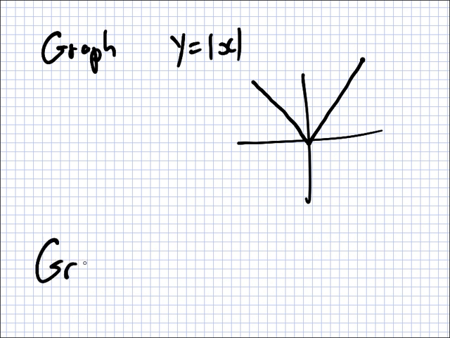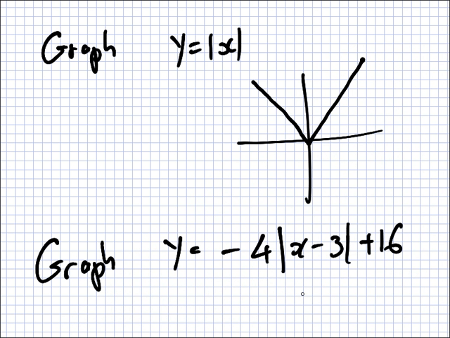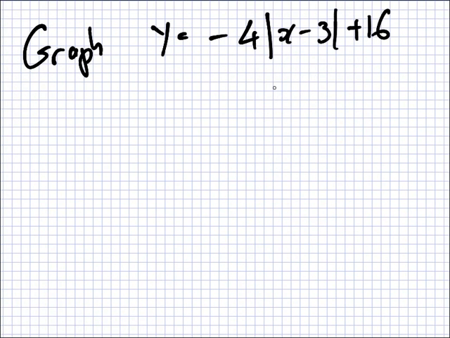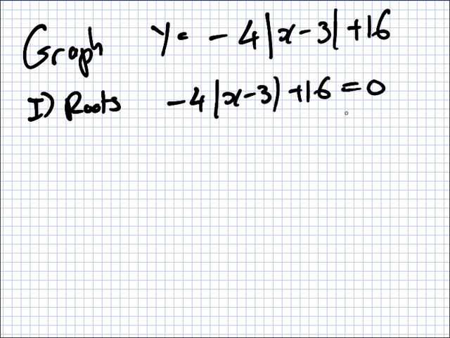Okay. So, suppose I ask you to graph something like this. Y equals -4 modulus x minus 3 plus 16. There are 2 ways to do it. So the first way, number 1, you find the roots. Set y equals 0. Then you get modulus x minus 3 equals 4. So that means x equals 7 or -1. So they're the roots.